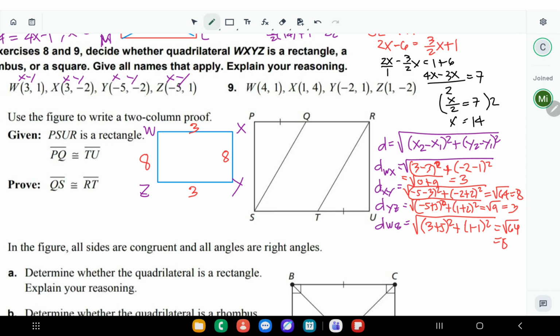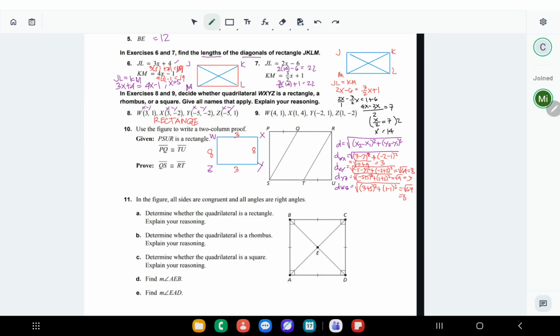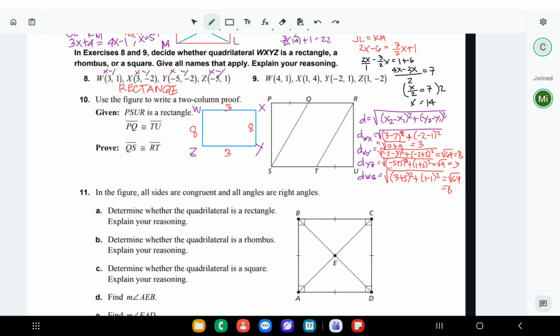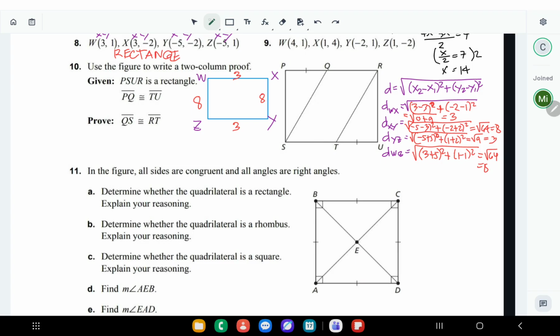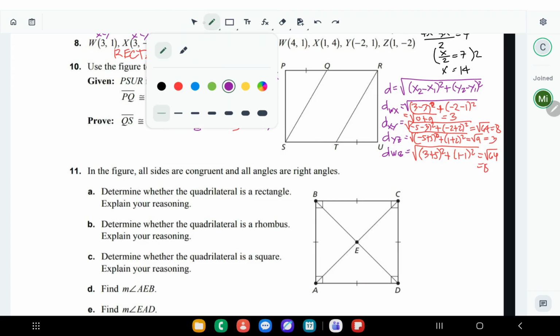Notice here that only the opposite sides are equal. So that means this one is a rectangle. Can you see my drawing? This one. You can take a screenshot of this. And then for number 9, the same thing. Let me do it here on the side.